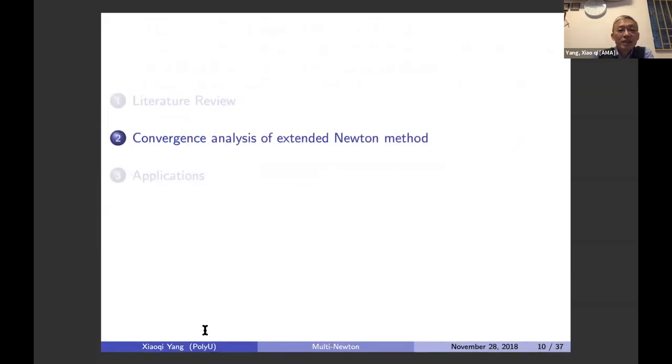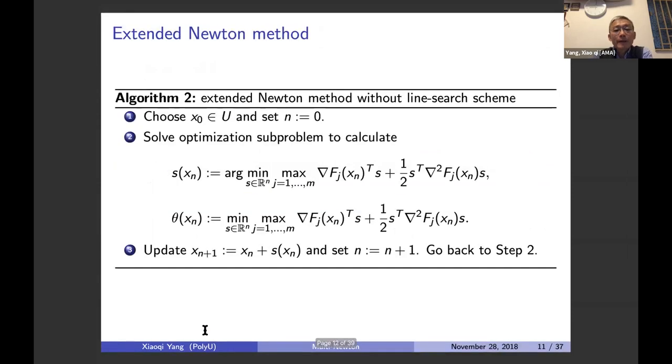Regarding the convergence, this is a scheme we mentioned before. We have this search direction, which is a solution for that minimax convex quadratic problem. Now the optimal value is theta of x. Then we can do this Newton step by using this one here. So that's the typical Newton method.